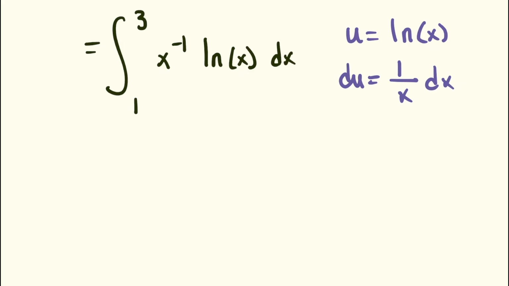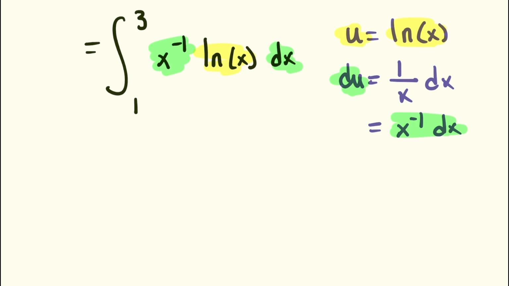So our derivative is going to be 1 over x dx, which is the same thing as x inverse dx. So you'll see that when we have our du here, we're going to substitute that in for this piece of our function. And then we're going to have u is going to be the natural log of x. So that's going to be a substitute there. So we're going to just end up with a u du.